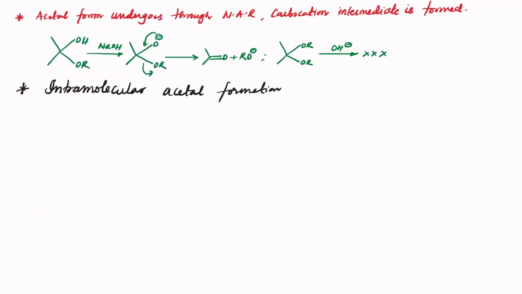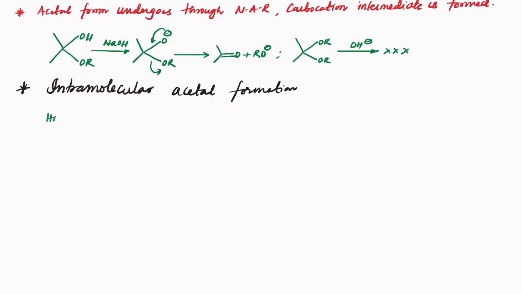Next, notice intramolecular acetal formation. The rate of intramolecular formation is even faster. Why? Let's see this with an example. OH is there here, connected to a double bond O, and here also it is connected to OH. If you treat this with dry HCl, you see the ring size here: 1, 2, 3, 4, 5, and 1, 2, 3, 4, 5. Two 5-membered rings are formed here.